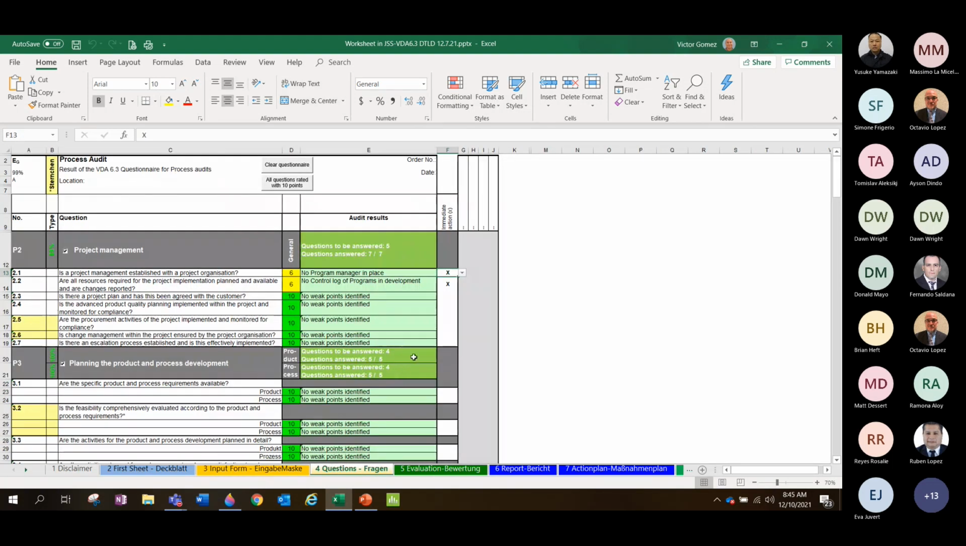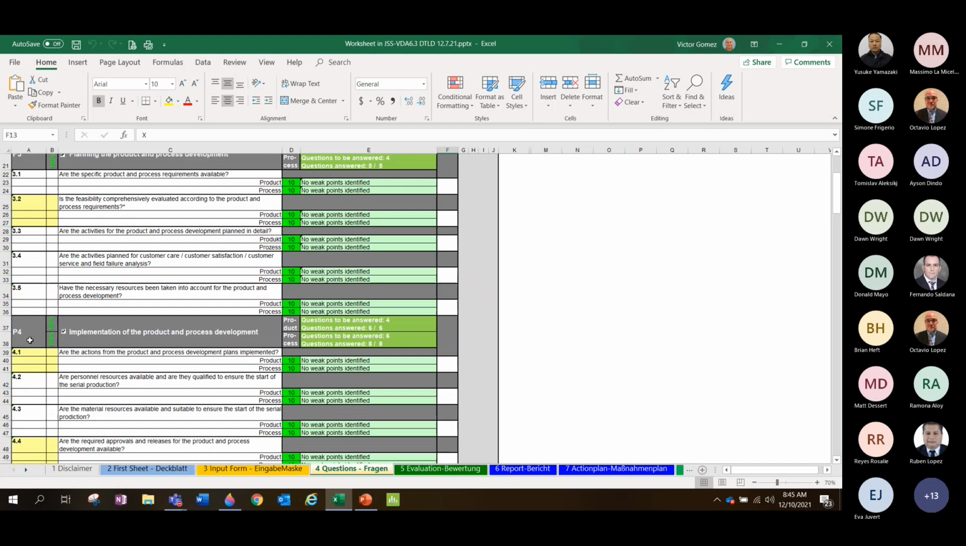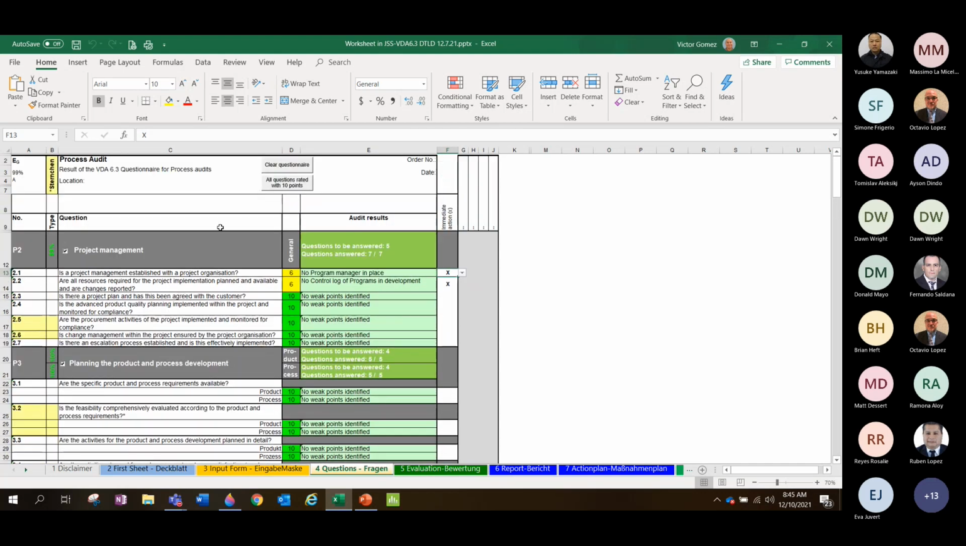This is our main page for our audit. We have all the P elements here. We have P2 to P7, and we have the option to clear all the points by a macro, and also to add a score.